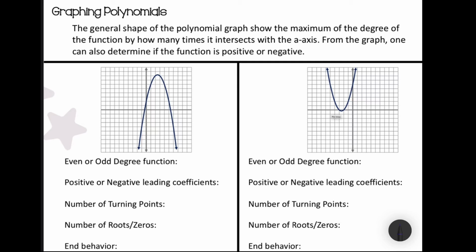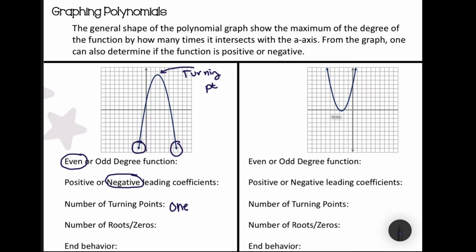So looking at this first graph, the first thing that I notice is that my two endpoints are going in the same direction. They're both headed in the negative direction. Here's one, here's the other. When endpoints are headed in the same direction, that means that you have an even function. Since both endpoints are headed in the negative direction, the leading coefficient is also negative. This graph has one turning point. It's at the top of the graph here, so we have one turning point.